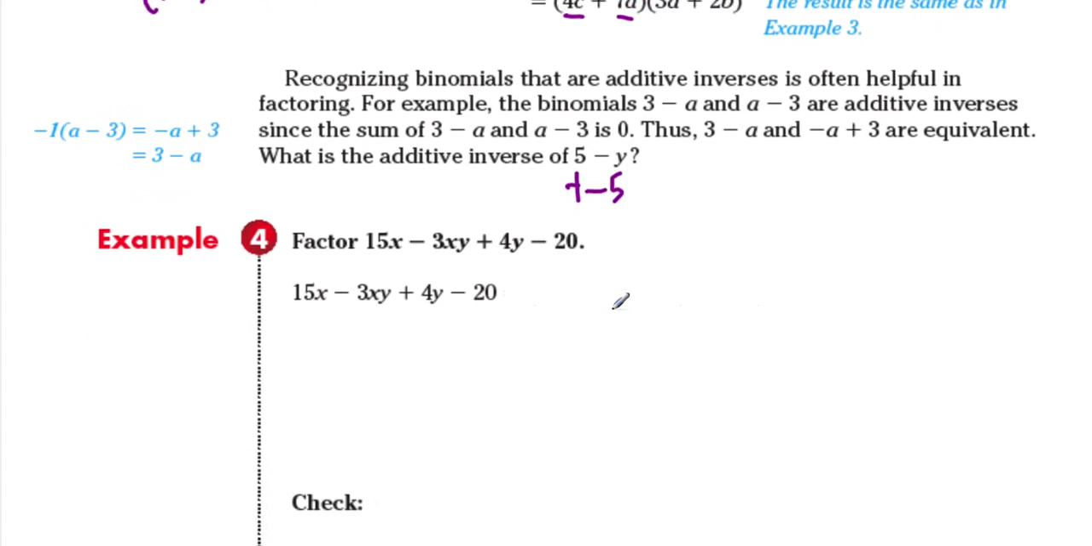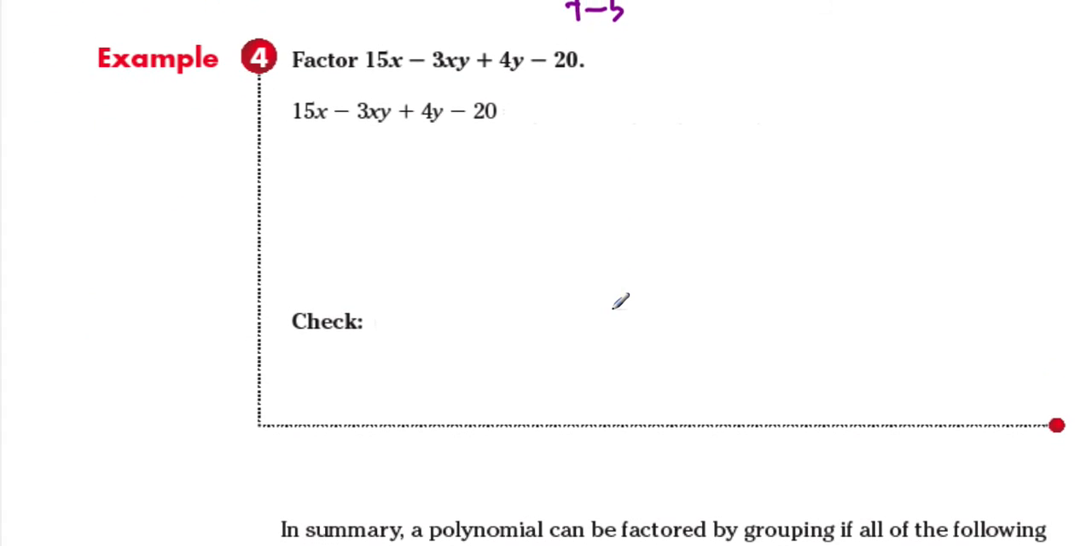So how do we use additive inverses in the last example? And in this lesson, the secret word would be New York Knicks. In the example, factor 15x minus 3xy plus 4y minus 20. So first, copy the problem down, and we use the associative and commutative properties to group them. So 15x minus 3xy plus 4y minus 20.